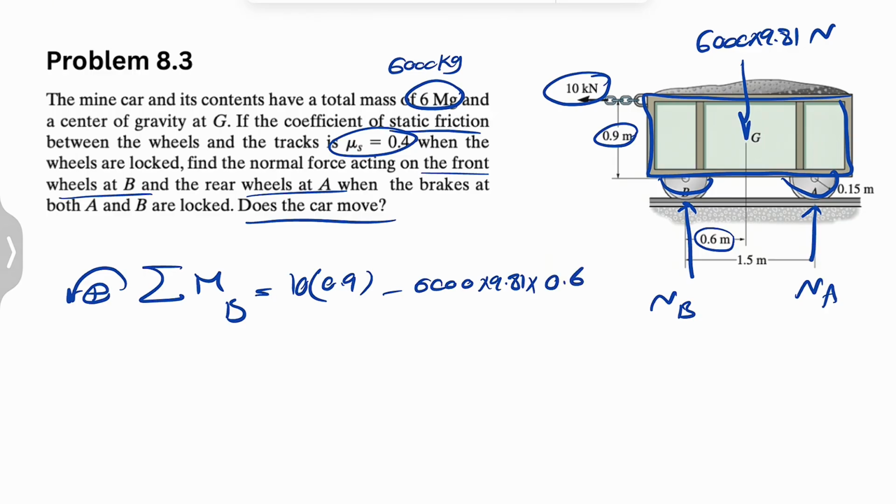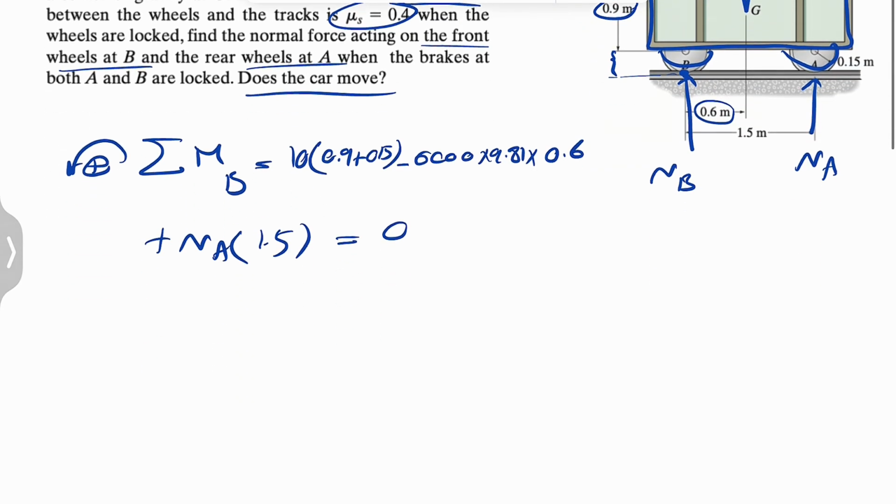Oh, I just noticed that I made a mistake. So the distance that we need for the 10 kilonewton is actually to the bottom of the staircase, so we need this little distance here. So 0.9 actually plus that little distance, which is 0.15. So basically we need to add the radius of the wheel too. So we have also the moment of NA, which is counterclockwise, so a positive NA, and the distance would be 1.5. And because we assume that we are in equilibrium, this is going to be equal to 0, so we can figure out the normal force from this equation.